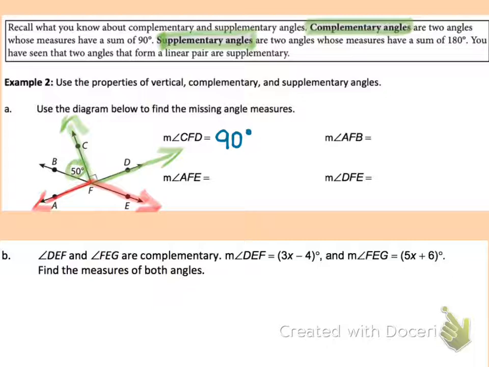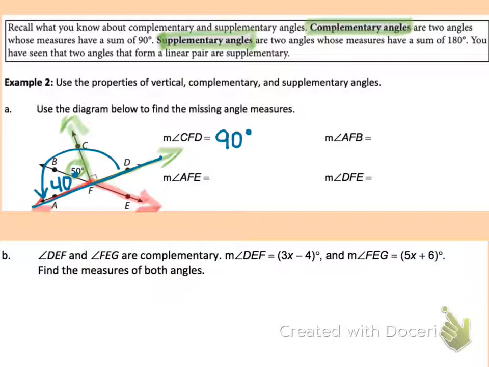So the angle that is next to this 50-degree angle would have to be 40 degrees. And the reason why is that you've got all three of these angles right here that have to make 180 degrees together, right? So if we had 90 here and 50, then 40 more to make 180.